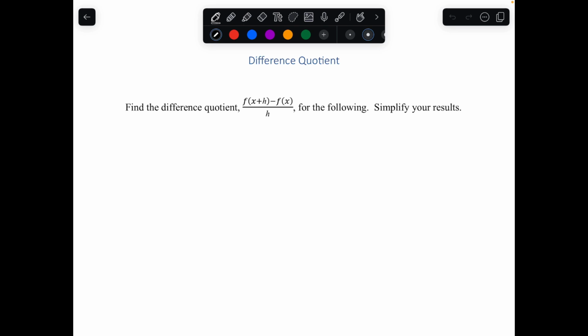In this video we're going to talk about the difference quotient. Now, what exactly is the difference quotient? Well, the difference quotient is going to be this formula right here. But what exactly is that? How did we even get this formula in the first place?